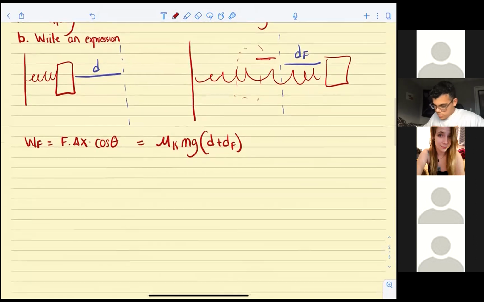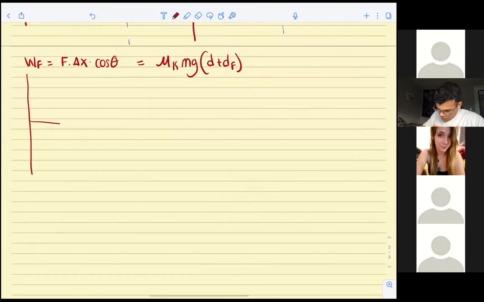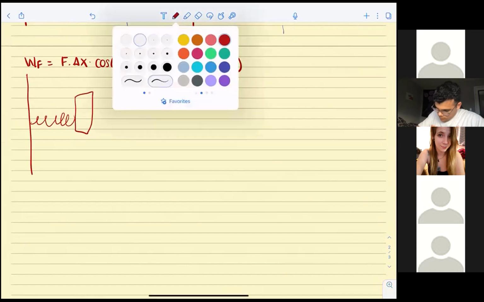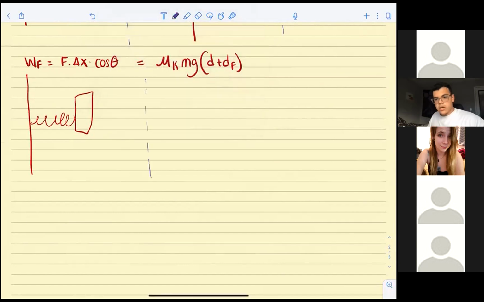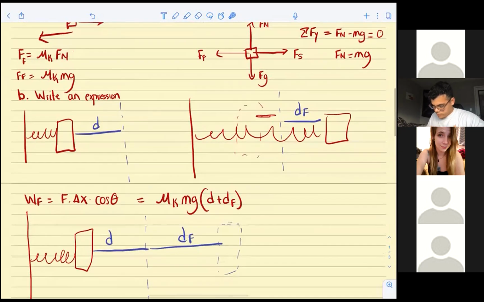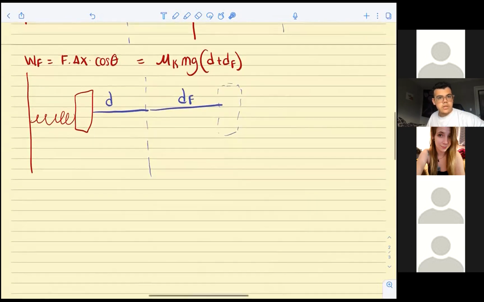All right? And just to be clear, let me draw it one more time. We want to know how much work friction does if the box, or the mass, moves from here all the way to here. All right? So this is df and this is d. Clearly the distance is the sum of d and df, right? Because we're going from here to here. So the work done by friction is just that, and then slap a minus sign in front of all this. Any questions about that?